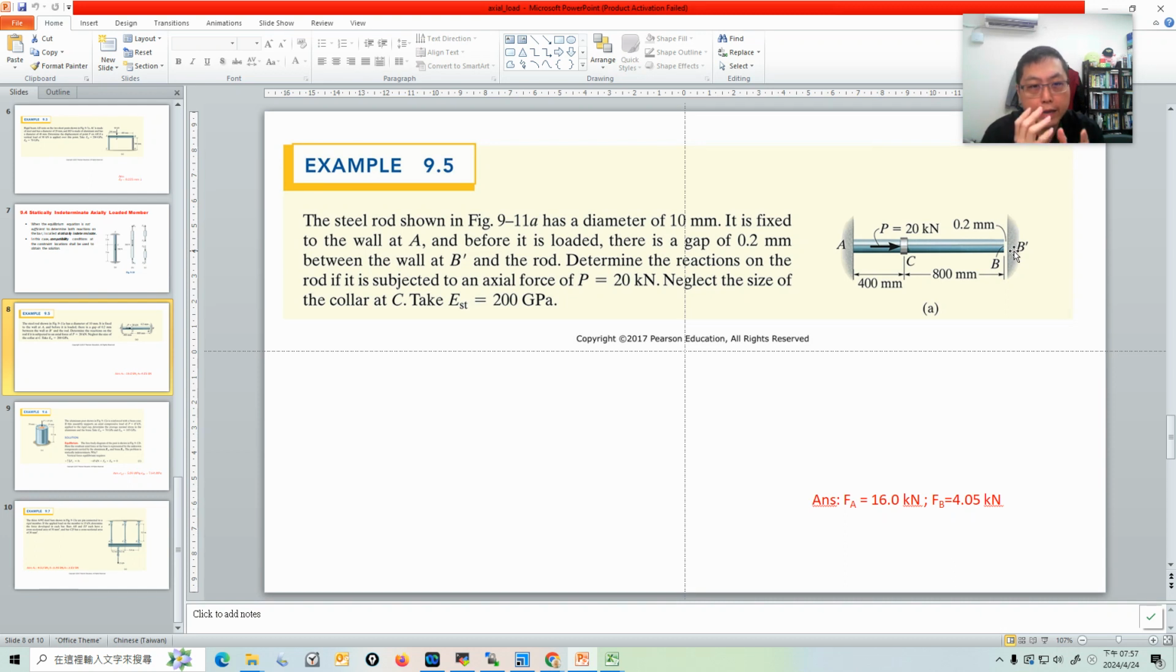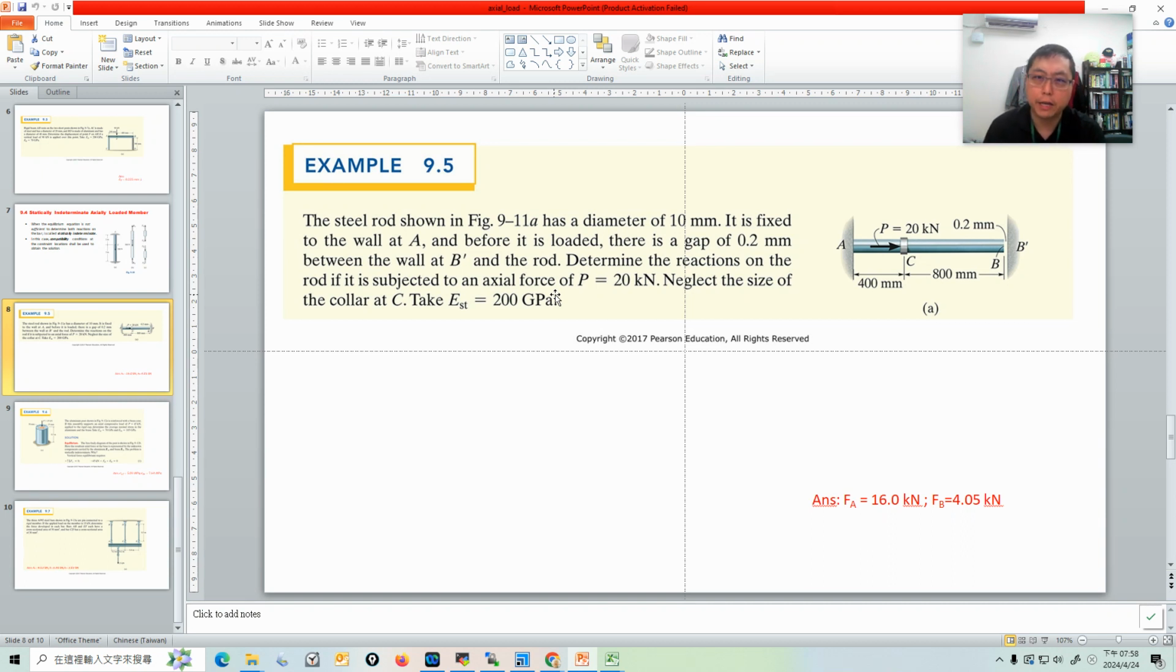Okay, and then it wants you to calculate the reaction forces from A and B prime, that means the reaction forces from the wall. And second, the displacement of the device at C. It also gives you the elastic modulus of steel.